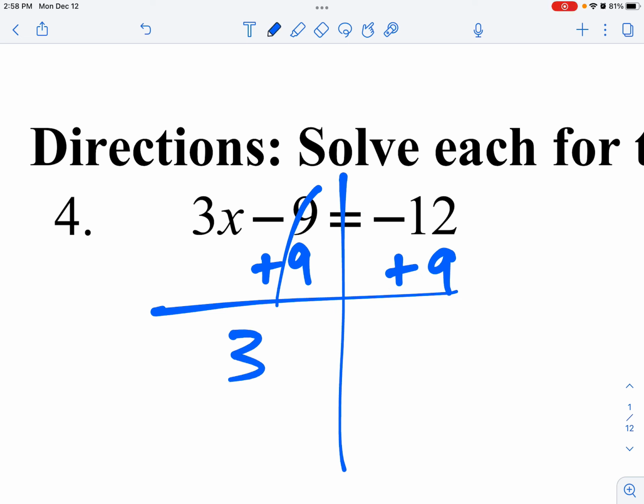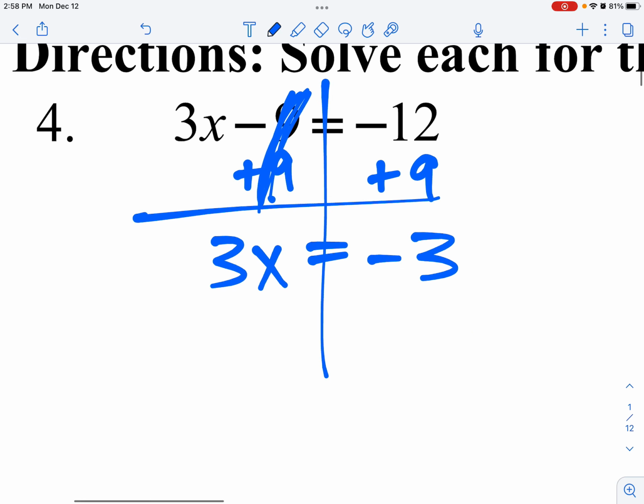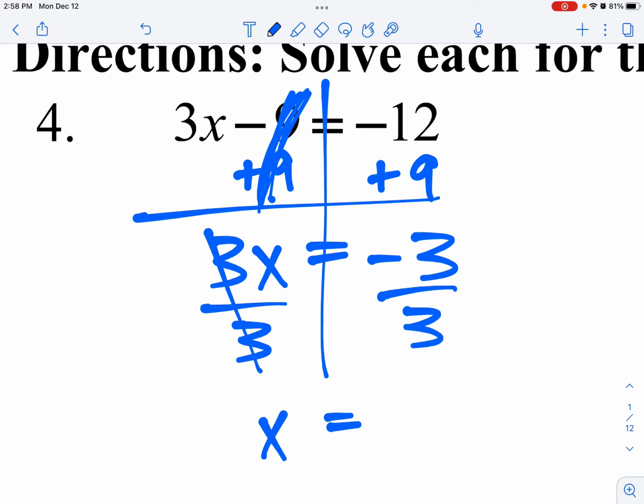Now I've got 3x on this side. I'm going to keep my equal sign. This is gone. And I have -12 plus 9. Use your calculator. That gives you -3. In order to get x by itself, right now it's 3 times x. The opposite of times is divide. When you divide both sides by 3, that cancels, and I just have x over here. That's what I needed to get x by itself. And -3 divided by 3 is -1.